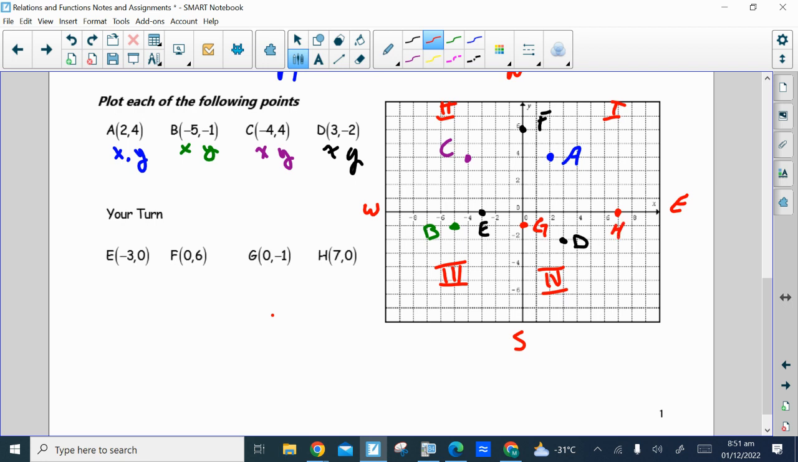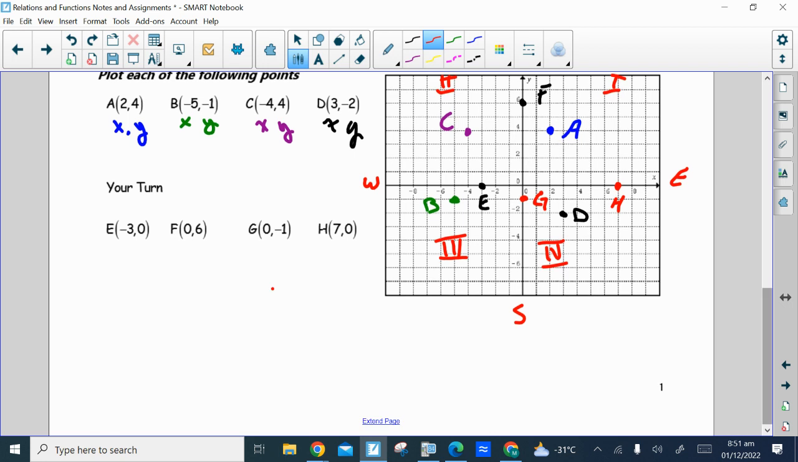So these points are on or in no quadrants. Okay? Because to be in a quadrant, you can't be on one of the axes. That last one, point H, is between quadrants 1 and 4. But it's not in any quadrant because it's on one of the axes.